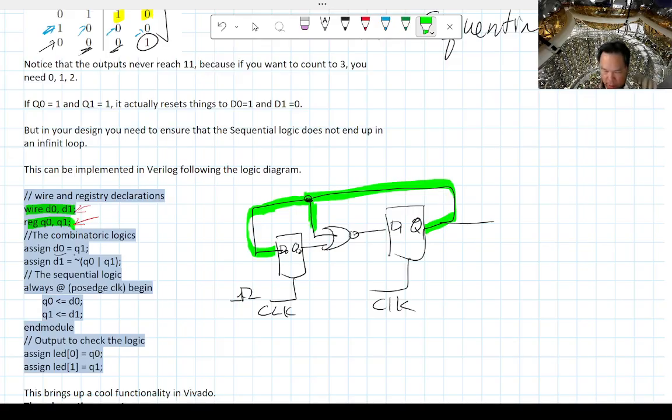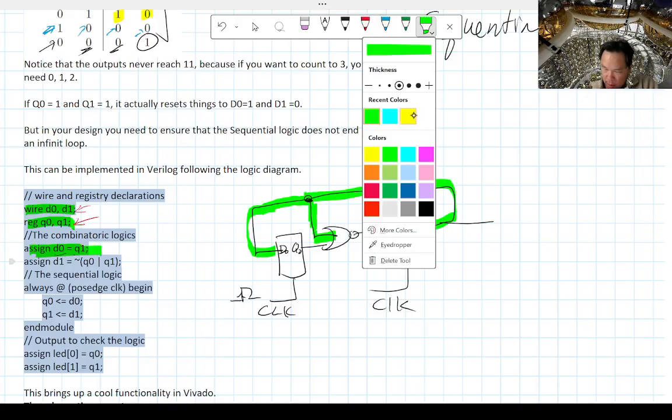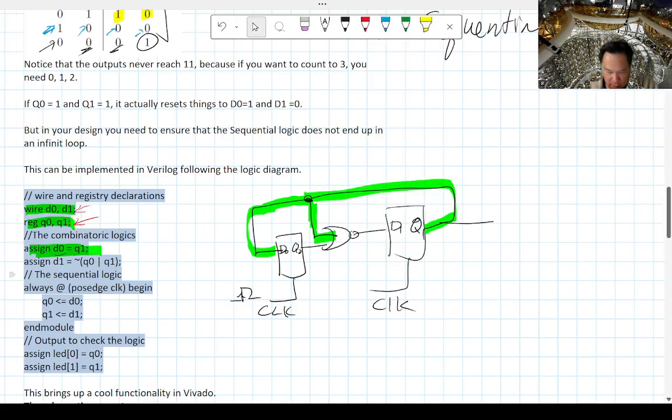And that wire also goes to this NOR gate. All of that has the same voltage. Whatever voltage you have there is going to be the same. Okay, so that's this line. And then the other combinatoric logic, I'm actually going to do it in yellow this time. I really mean it. Whatever D0 is going to be, it is the NOR of Q1 and Q0. So why is that?